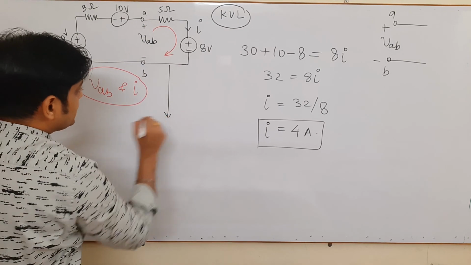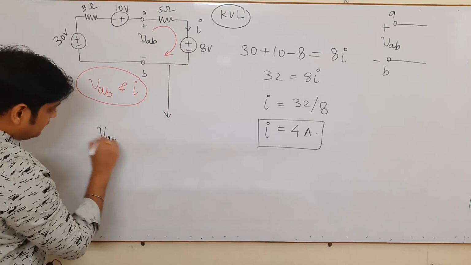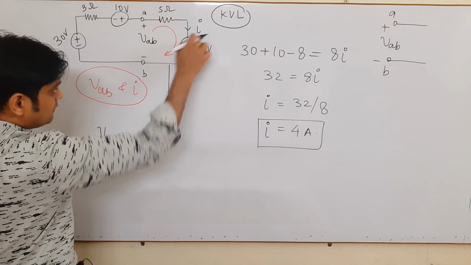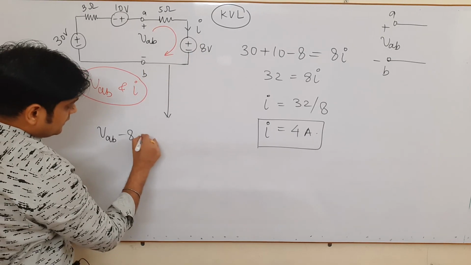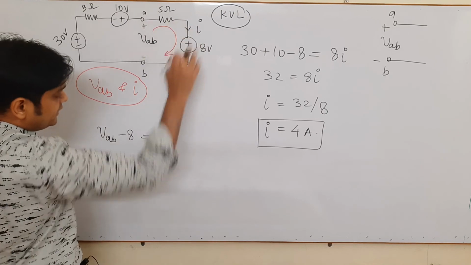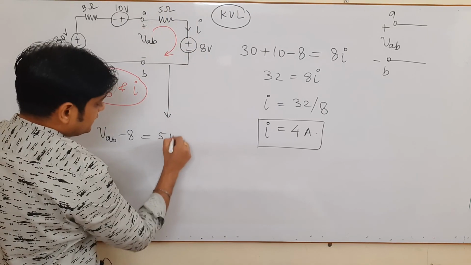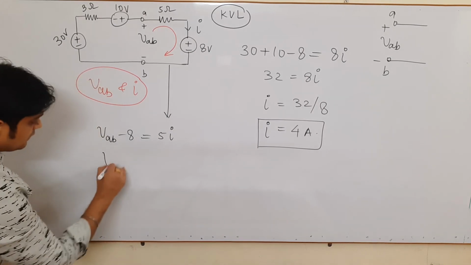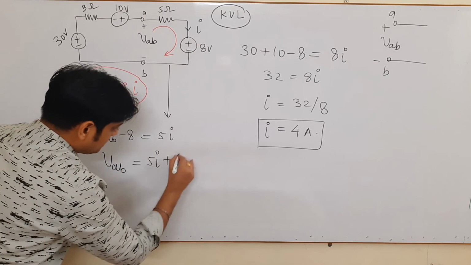See, what is the voltage which is present here? It is -2 plus VAB, which we have to find. As we are moving one more voltage, that is minus of 8 plus 2 minus, and is there any voltage source present? No. So that should be equal to the resistance into the current, so it comes to be 5I. So you can say VAB is equal to 5I plus 8.